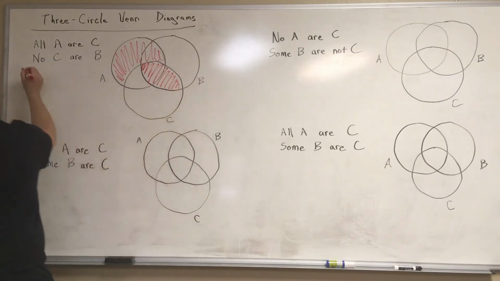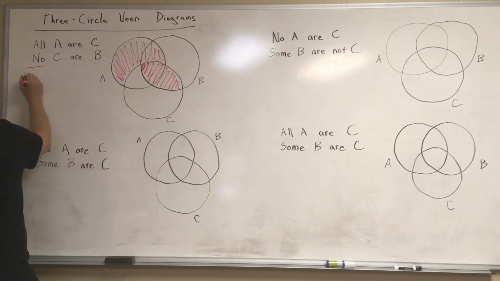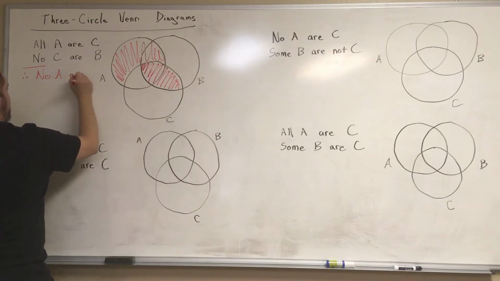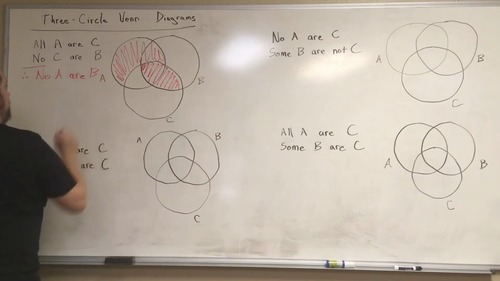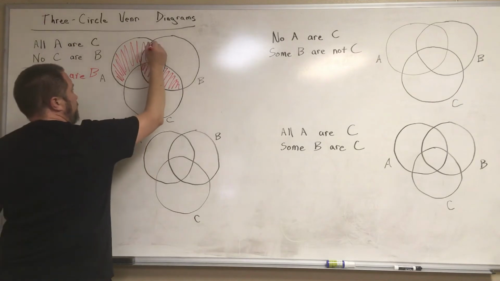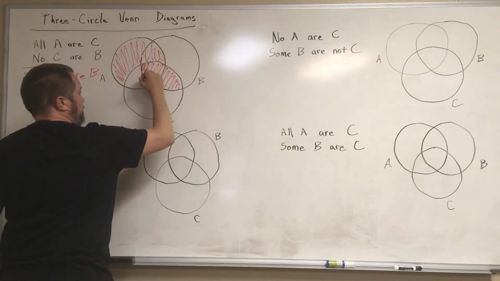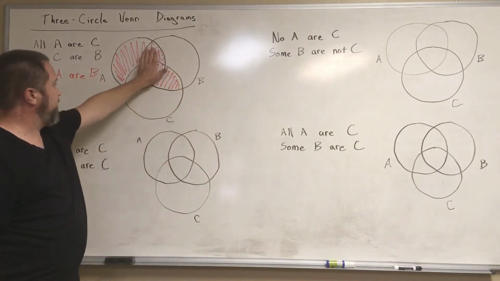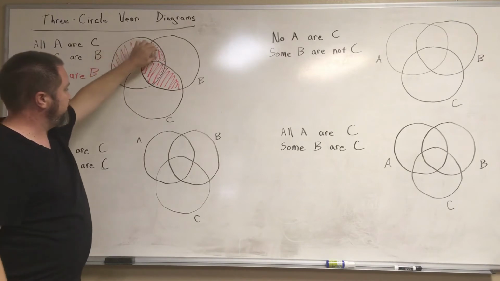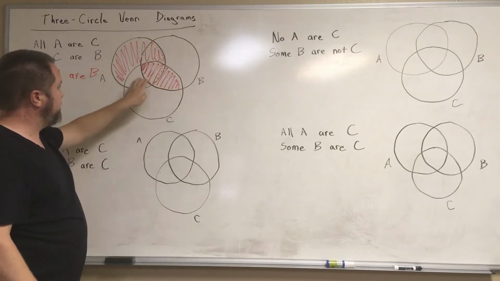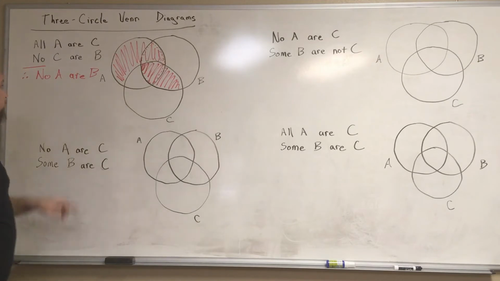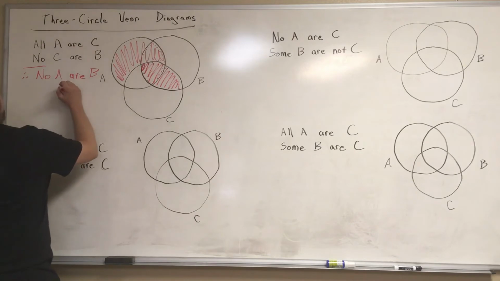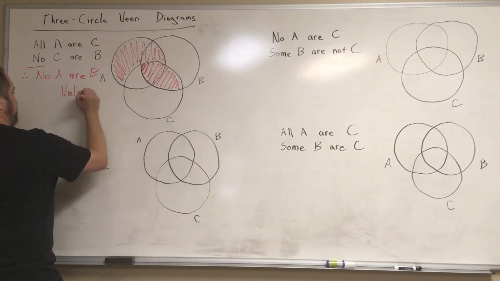So for example, if we had the conclusion no A or B, we could draw that from this diagram because it is already filled in from 2 different shading spots. It is filled in the entire crossover between A and B. So we could draw that conclusion. So in that case, it would be valid.